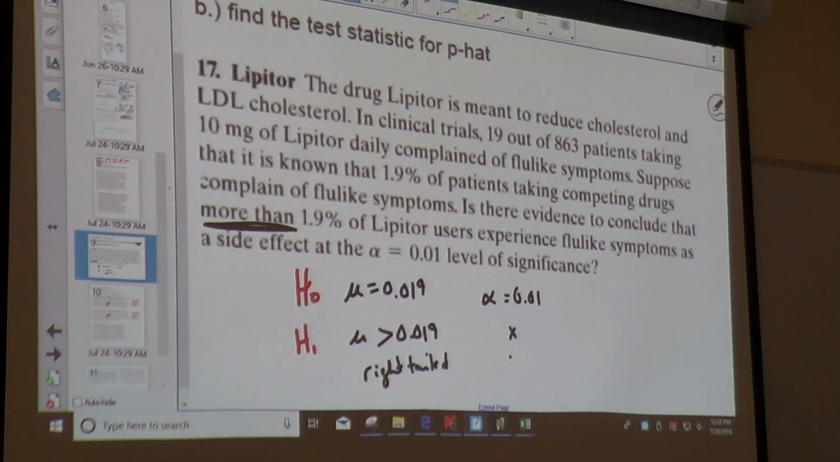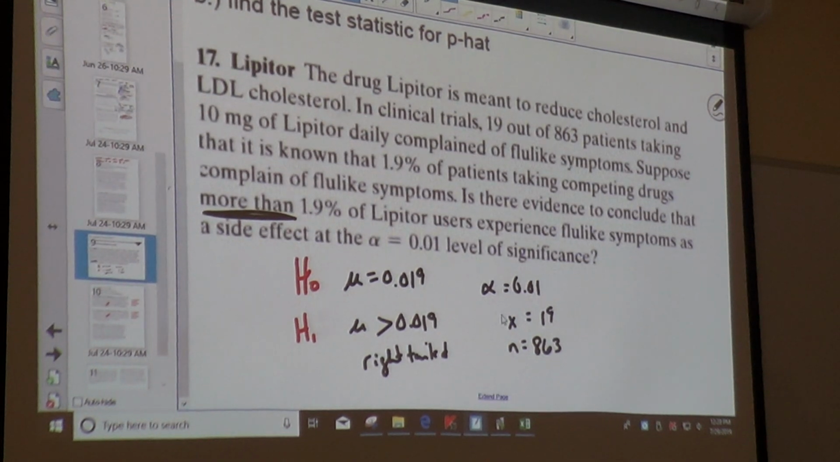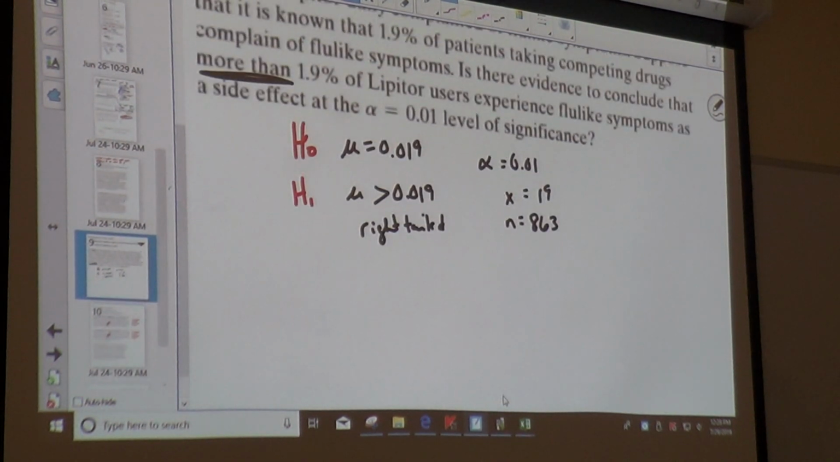What is my X and my N going to be? N is how many people I surveyed? 863. And how many people had the flu? 19. That's where we get our p-hat or our point estimate. Okay. Now, let's start drawing a cute little picture, which is the way I like to do it.